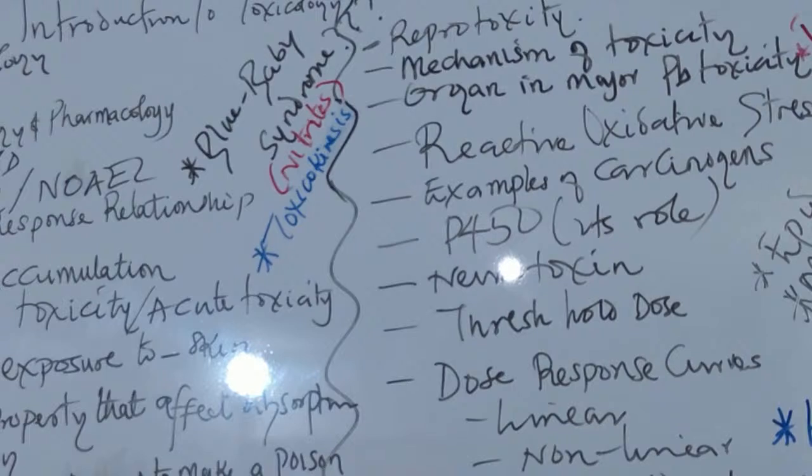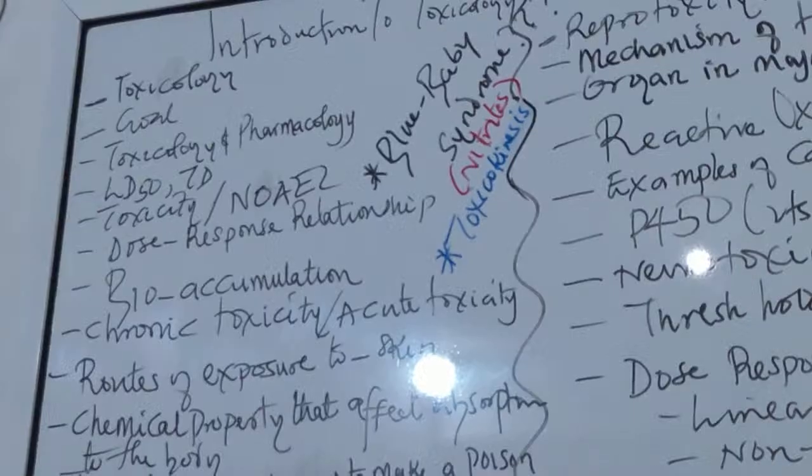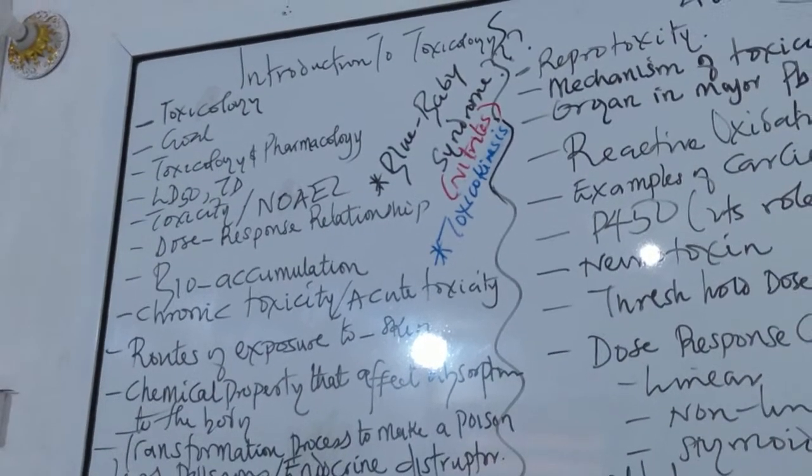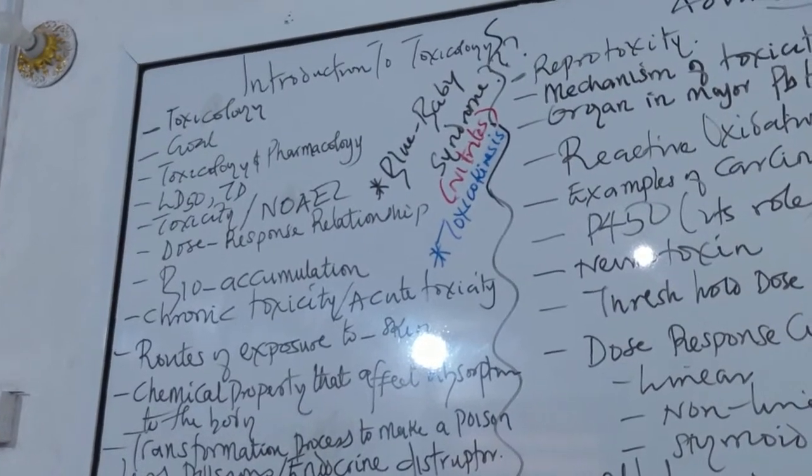One of the primary aims of studying toxicology is to help us to understand and predict what the effect could be. You don't have to wait until it has started exerting. You have to predict the effect, what is going to be.